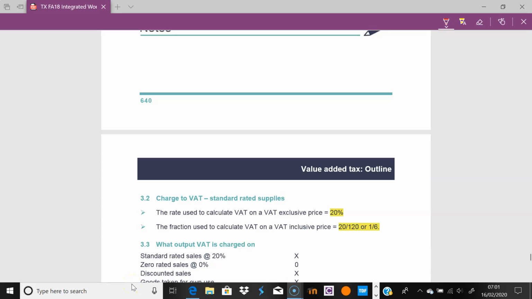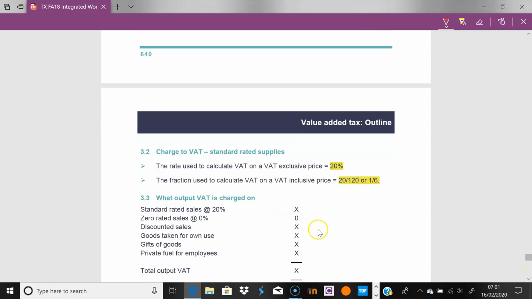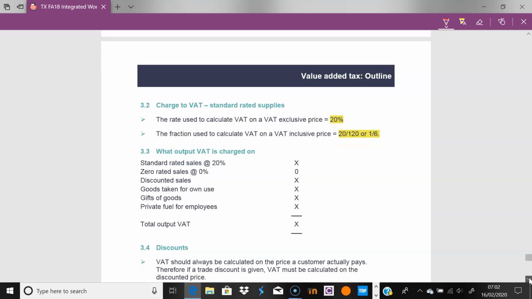Okay, so we're carrying on, and we're looking really at output VAT. I mean, we know it's 20%. Standard rated at 20, zero rated at 0%. We have to take into account sales that we discount. We'll look at goods for own use. Let's jump into it straight away. We'll look at private fuel. So these are some of the things we're going to look at, and nothing complicated.